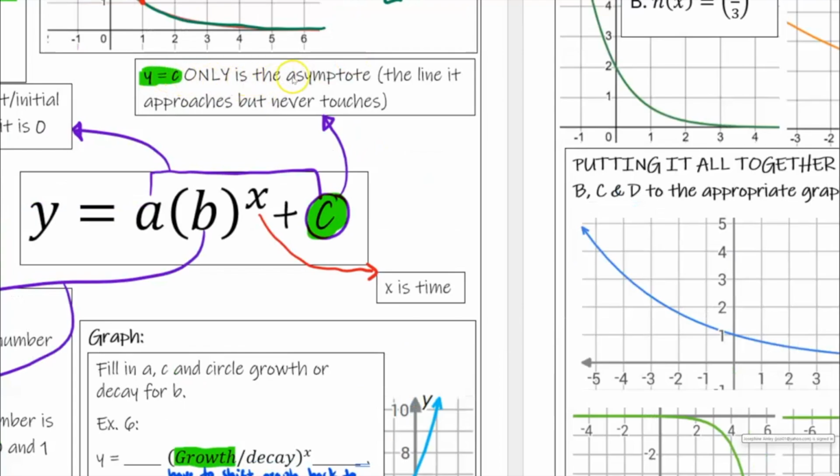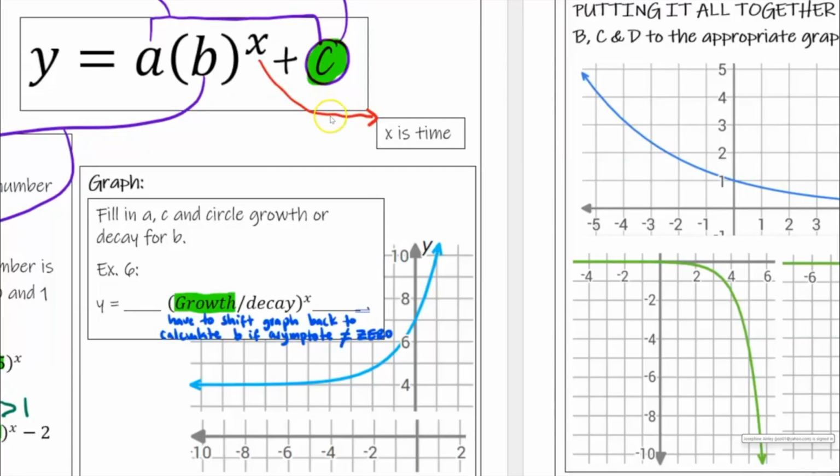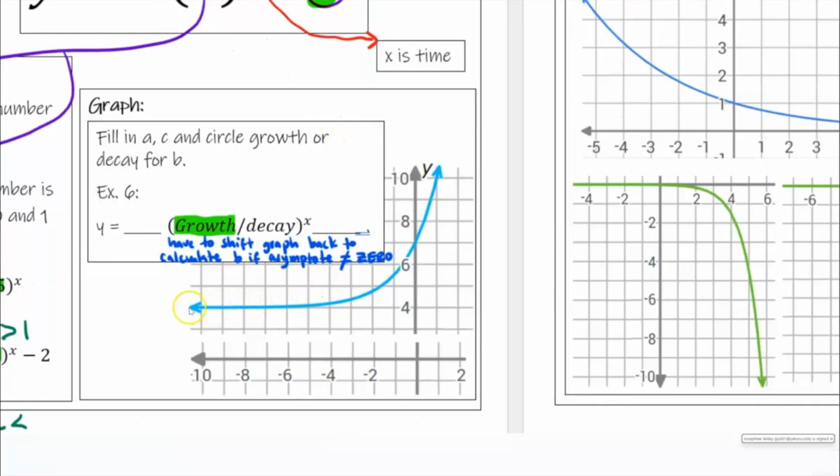Y equals C. The asymptote is the line that it approaches and never touches. So this one from left to right, right? This one keeps going and never approaches, or it just keeps increasing. But if you do it the other way around, you'll see that this one approaches but never touches what number? 4. So the asymptote is y equals 4. Remember, it must be y equals 4. But in this case, I'm writing it where C is, so it's positive 4.